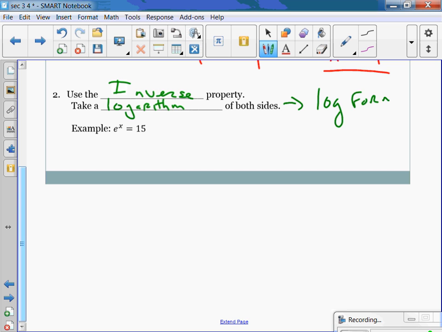So, here we have, for example, e to the x equals 15. If we wanted to, could we use the one-to-one property? If you can somehow write 15 as e to some power, sure.